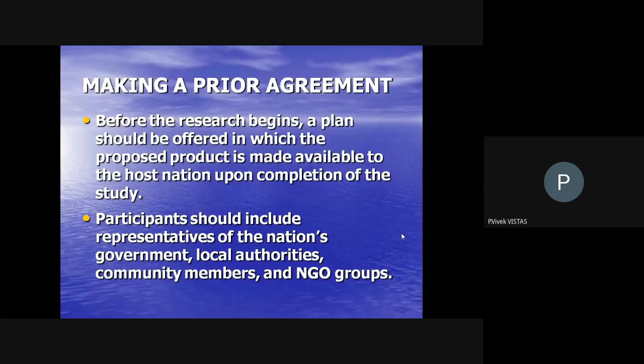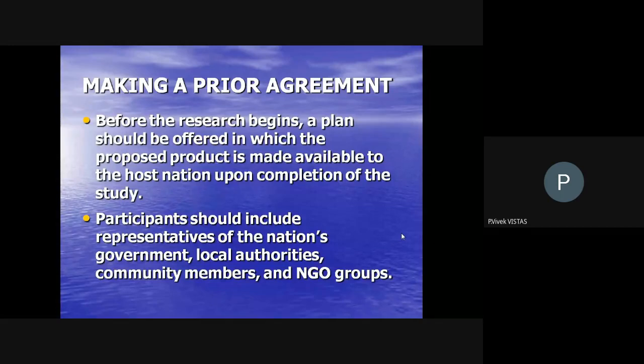Now, I'm from China or I'm from Japan. So I have done this product, and I'm taking it to my country. It is not an ethical thing. It is not legal also. So before starting the research, we need to have a plan. Proposed plan we should have. Prior agreement should be there.